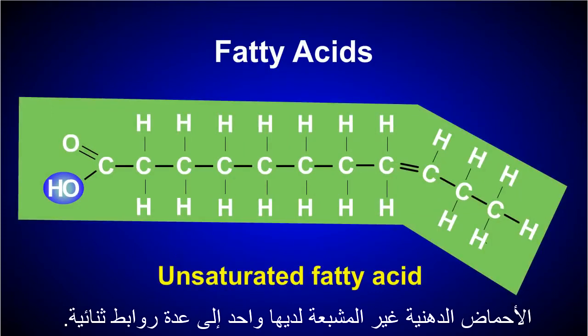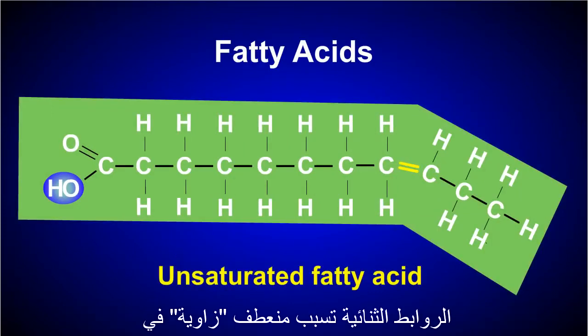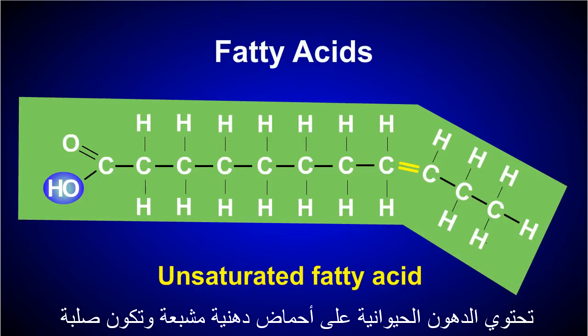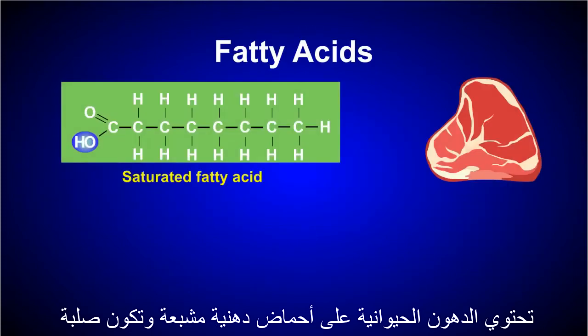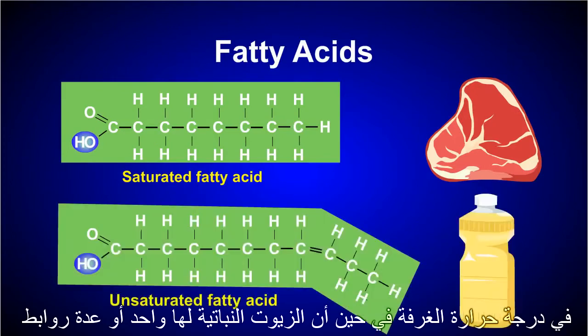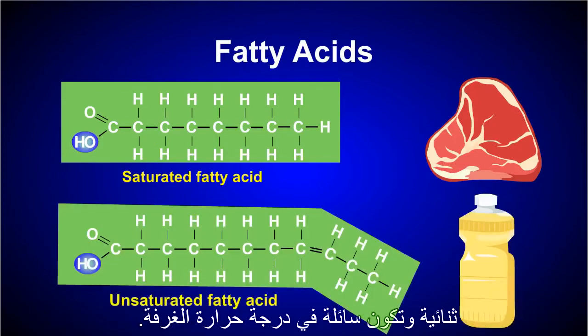Unsaturated fatty acids have one to several double bonds. Double bonds result in kinks in the fatty acid chain, which affects the melting point of the fat. Animal fats have saturated fatty acids and are solid at room temperature, while vegetable oils have one or more double bonds and are liquid at room temperature.